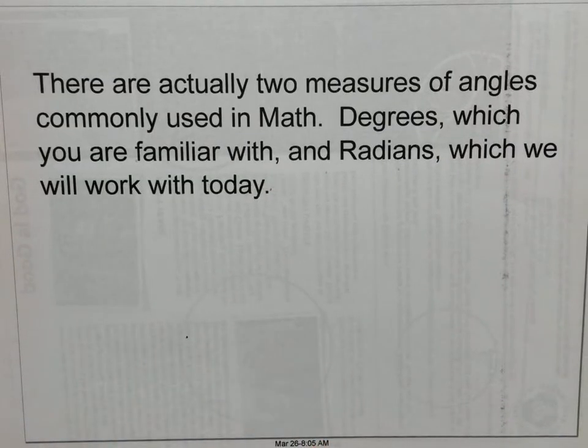Well, now I'm going to burst your bubble. There are actually two measures of angles commonly used in math, and that's why it's very important to always check your calculator to make sure you're in the right settings. One is degree measure, and then there's what's called radian measure. Radians are what we're going to work on right now.